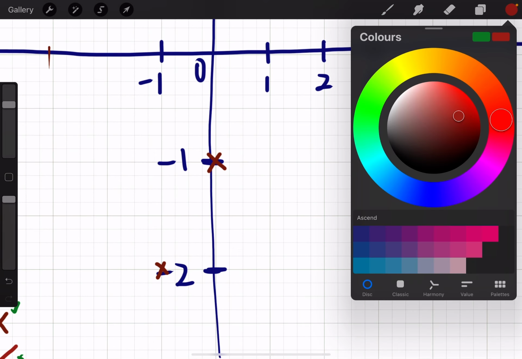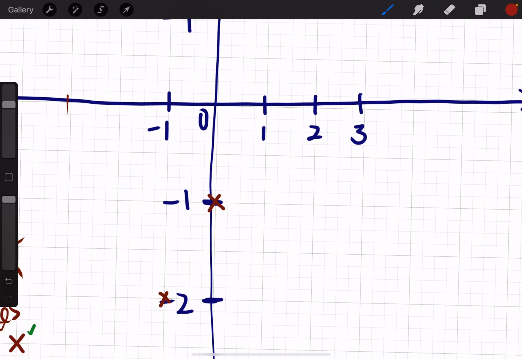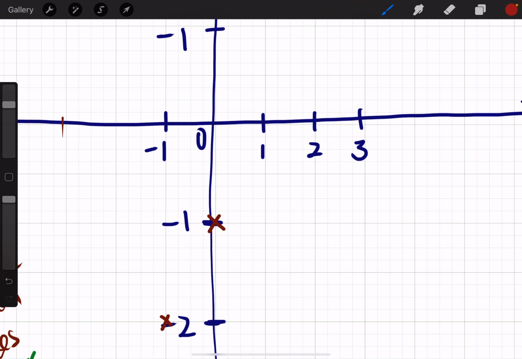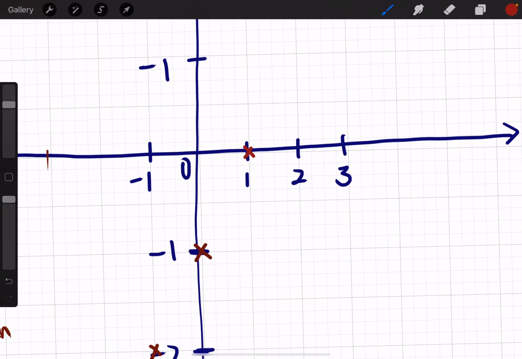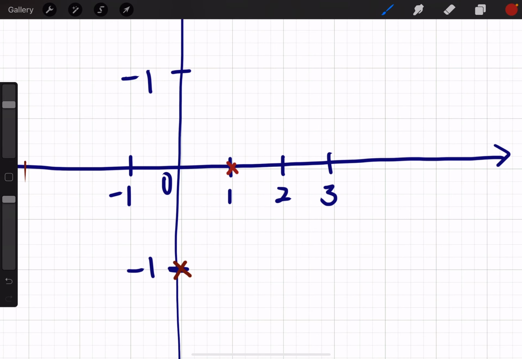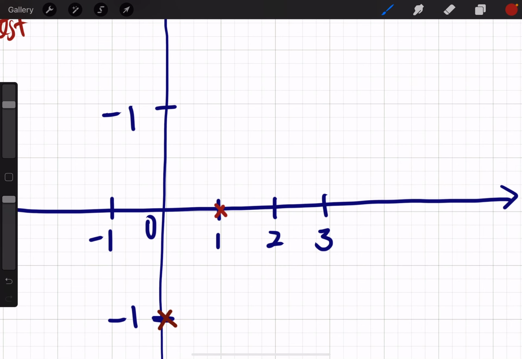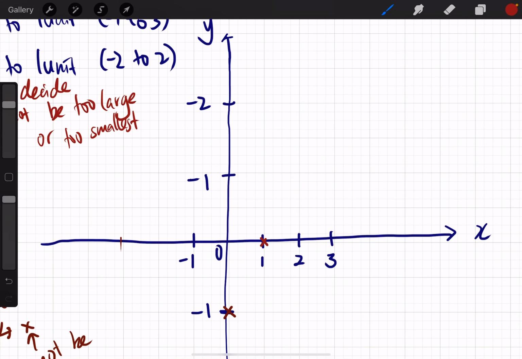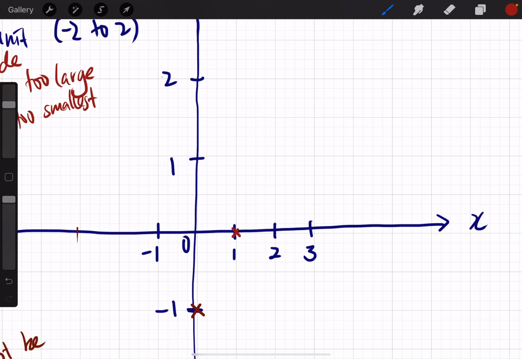So now let's continue plotting. When my x value is 1, according to what we have just now, my y is 0. When my x value is 2, my y, why did I write negative? Sorry guys, let me just erase this. It's actually 1 and 2. So when my x is 2, my y is 1. When my x is 3, my y is 2. Now I'm done with this.